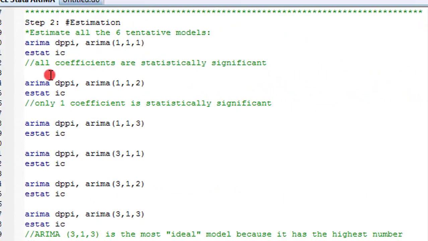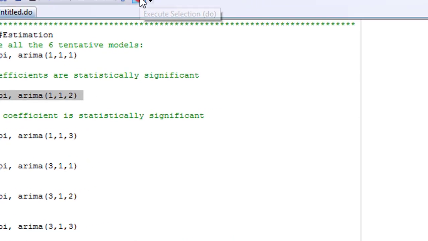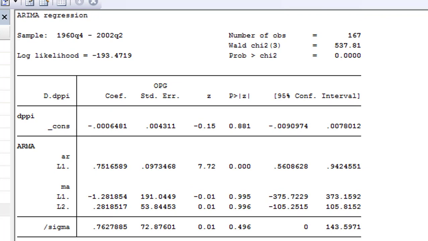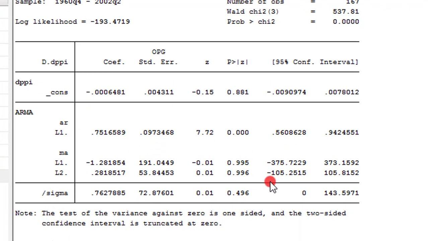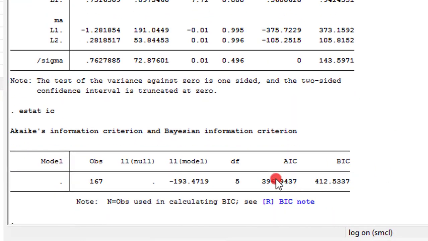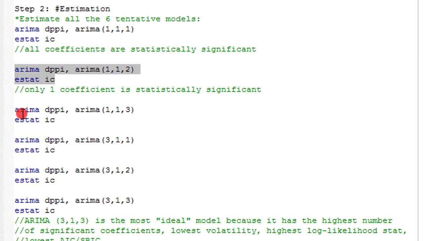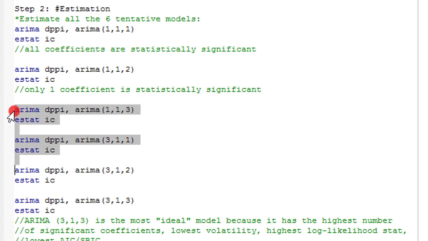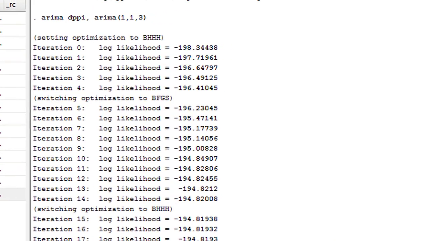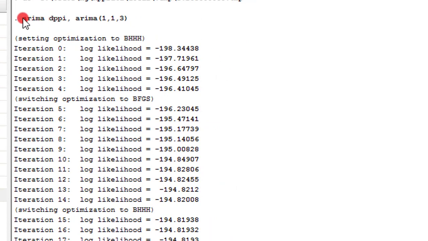So the next thing is to execute ARIMA 112 and obtain the AIC and the BIC statistics. Execute this, and here we have the results for ARIMA 112. You can see here the first lag of the AR term is significant, while the MA terms are not significant. And here we have the result for the AIC and the BIC and the log likelihood. So the next thing I'm going to do, I'm going to highlight the remaining codes and just run it and give you my explanations later. Execute all this. So all the codes have been executed, so let me explain them one after the other.